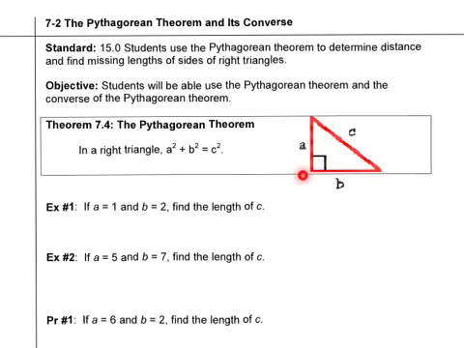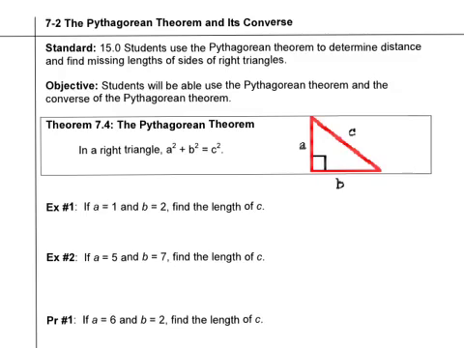If you have a right triangle, and you call this side A and this side B, and the hypotenuse C, then you could say that A squared plus B squared equals C squared. And that's really it. You can use that formula to find any missing part. If you have any two, you could find the missing one. So let's give that a shot.